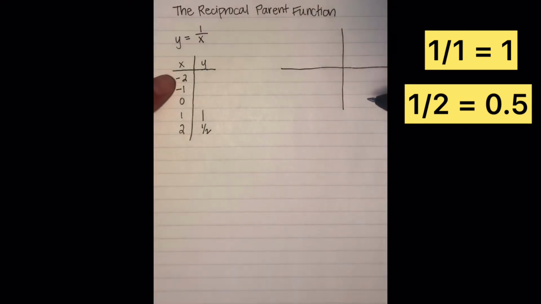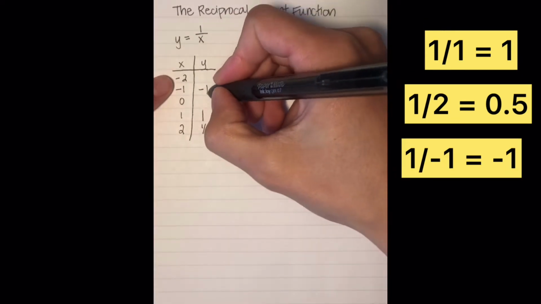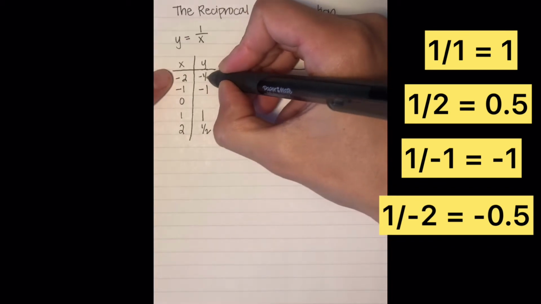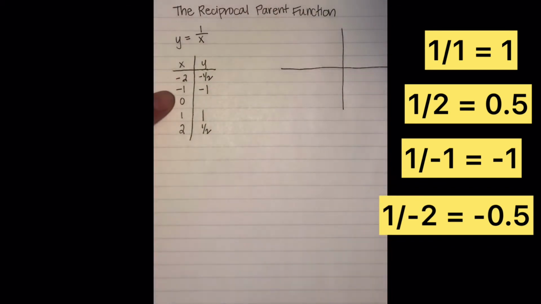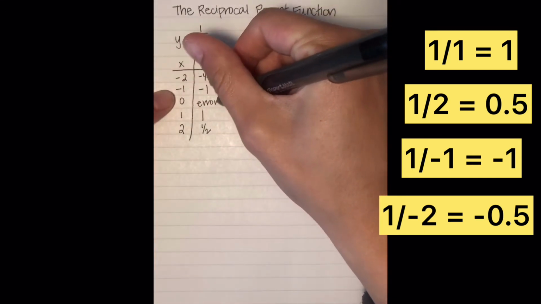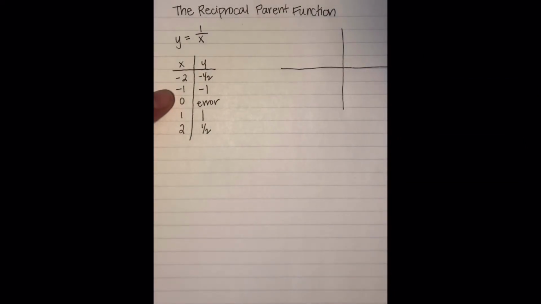All right, let's plug in the negatives. 1 divided by -1 is -1. 1 divided by -2 is -1/2. The 0 is where it gets tricky. You cannot divide by 0, so right here there's an error if you try to type that in your calculator. So we'll get to that in a second, but let's go ahead and graph what we have.